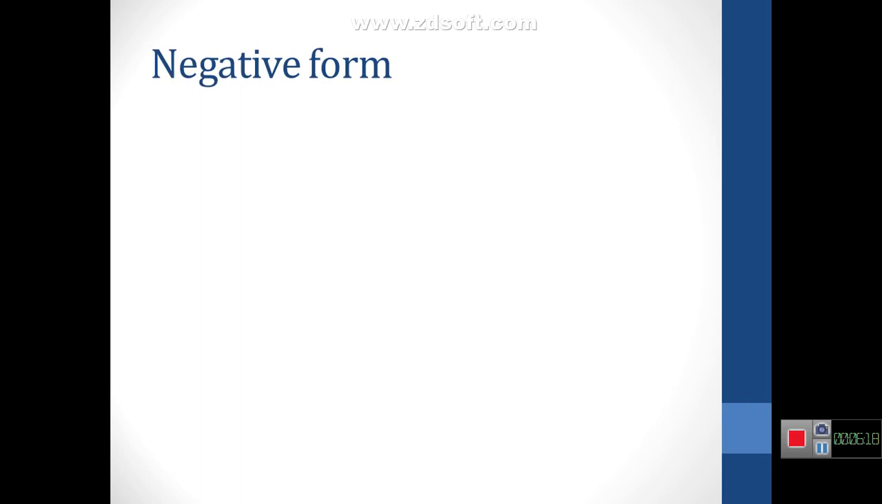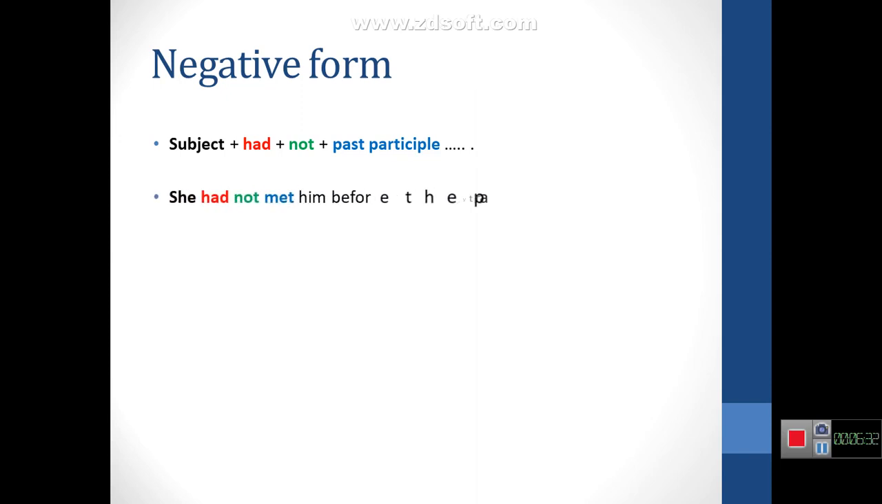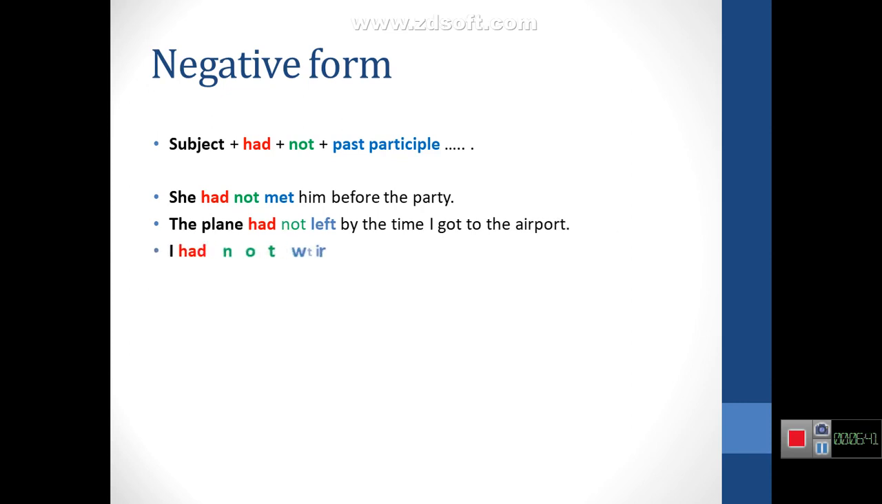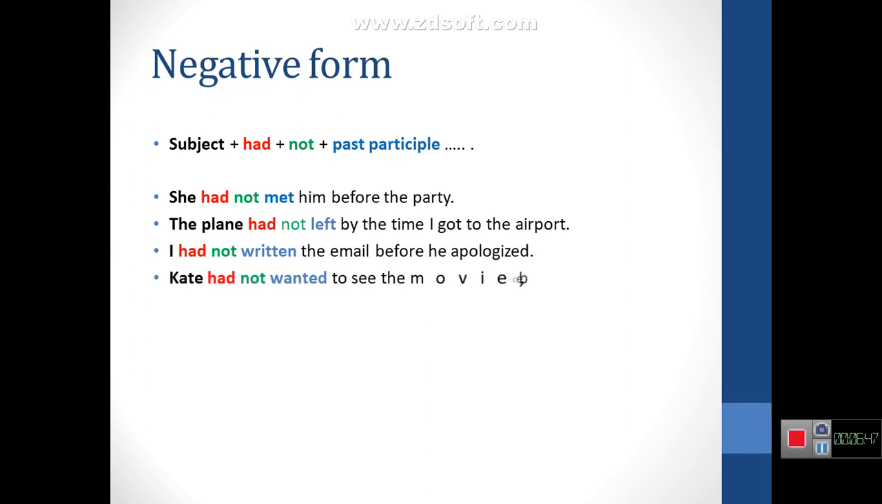Guys, what about the negative form? The negative form, very easy, very simple. Just add not between auxiliary, which is had, and past participle. For example, she hadn't met him before the party. The plane hadn't left by the time I got to the airport. I had not written the email before. Kate had not wanted to see the movie. Can you see the note? It is just between had and past participle.